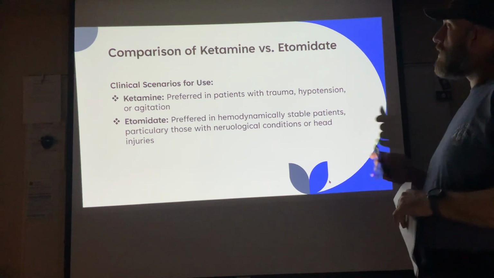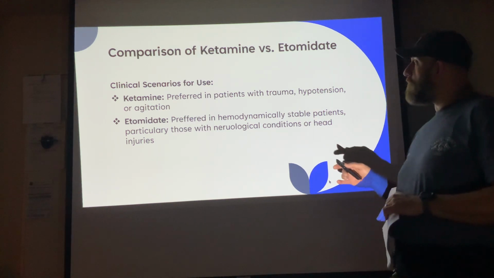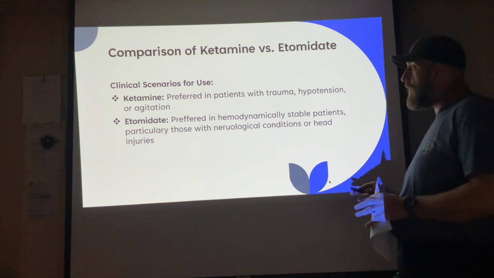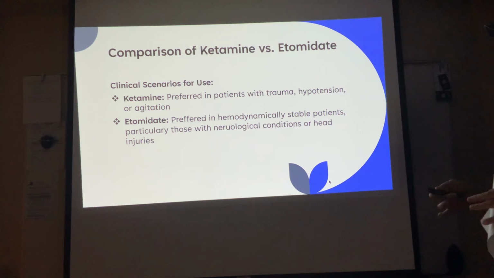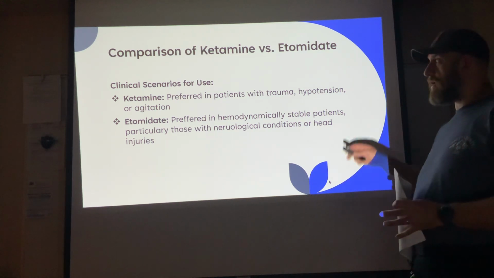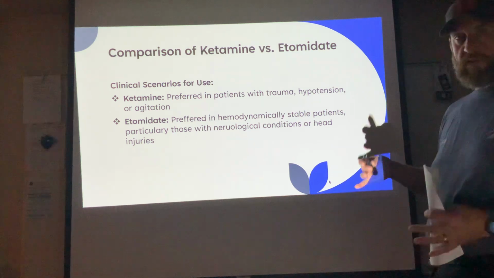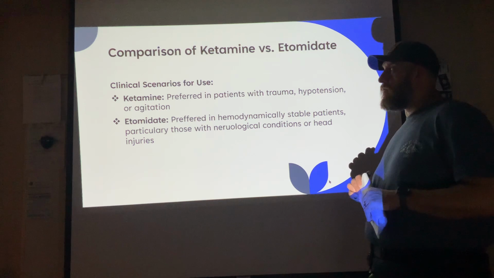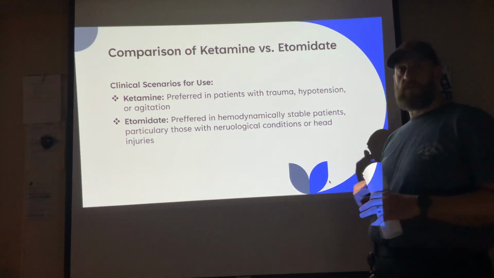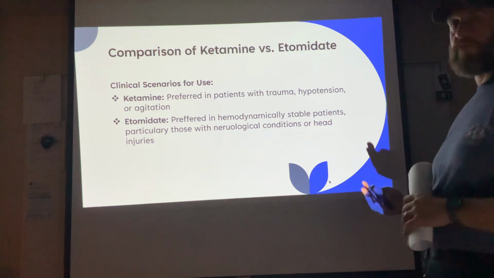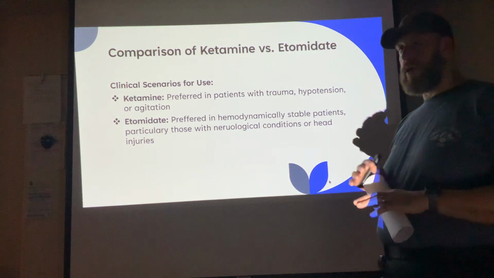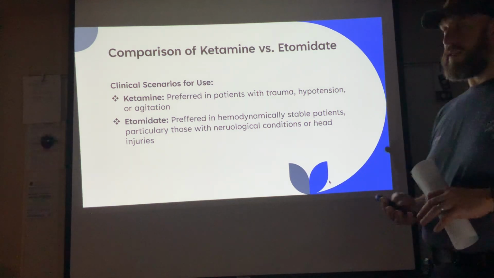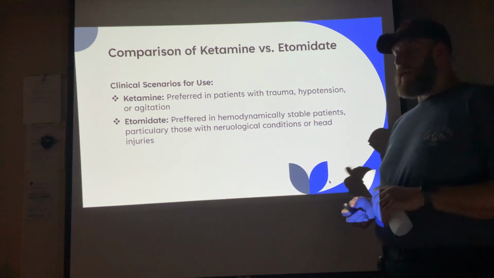So, clinical scenarios for use. Ketamine is preferred in patients with trauma, hypotension, or agitation. And etomidate is preferred in hemodynamically stable patients, particularly those with neurological conditions or head injuries. So again, you see how my data is conflicting even in my own presentation. And I put this in here like this to show you that, while we are in the medical field and we're working with science, the science can be conflicted. You can pull data from all around the world with different scientists, and the left hand's not going to talk to the right hand all the time. But at the end of the day, you've got to do what's best for your patient.